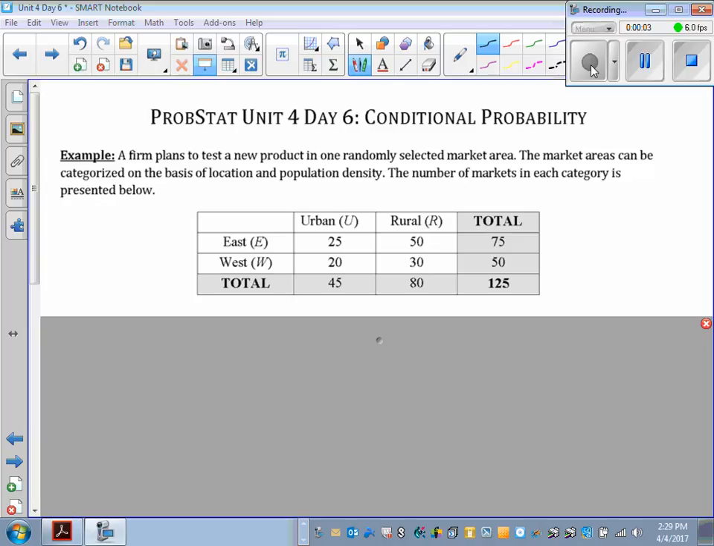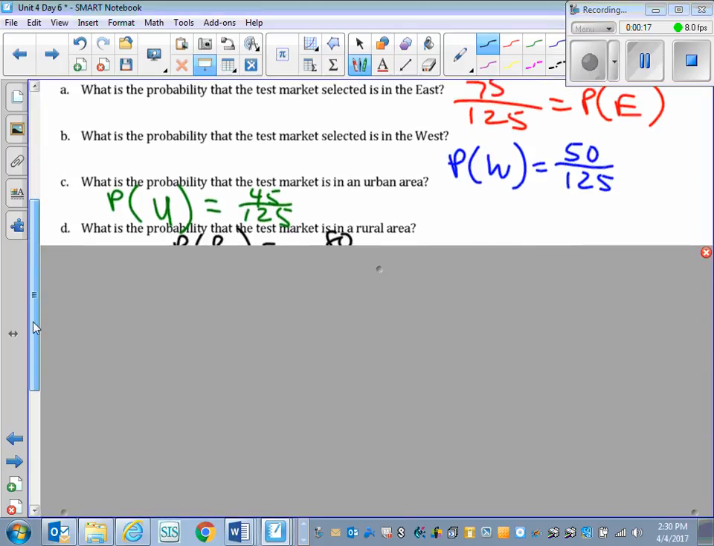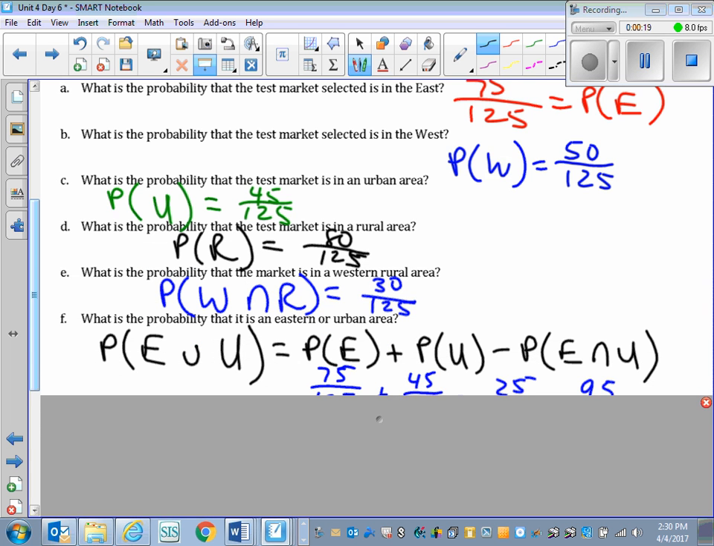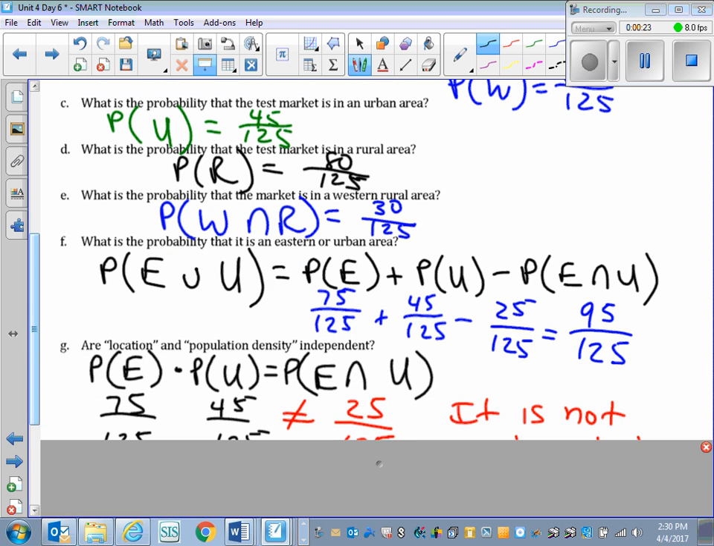Let's talk about conditional probability. Pause the video, take a few moments, and go through the letters A through G, and then when you're done, press play. Alright, here are your answers to letters A through G. Hopefully you're all familiar with these.